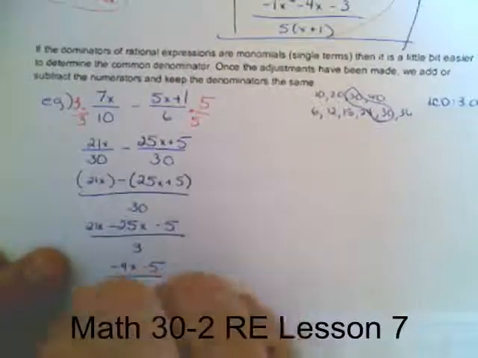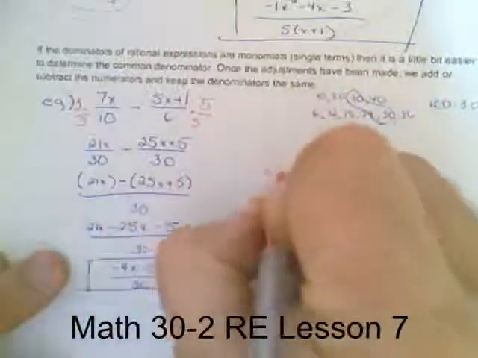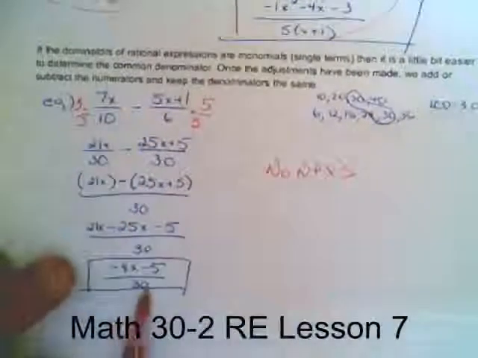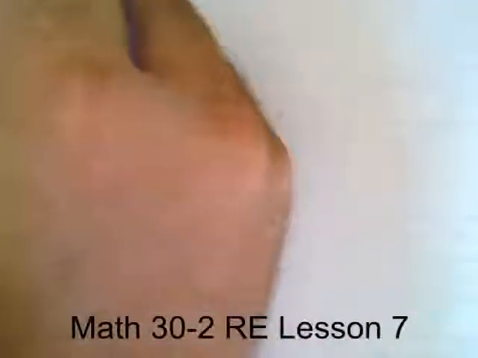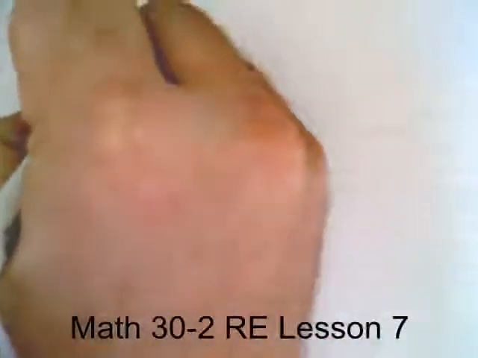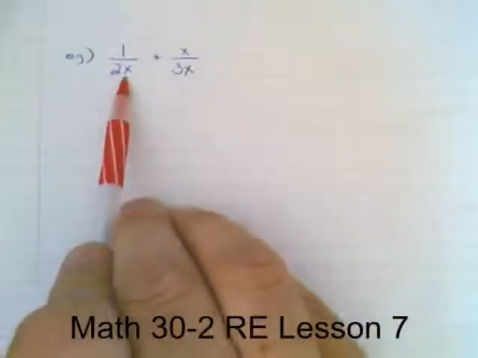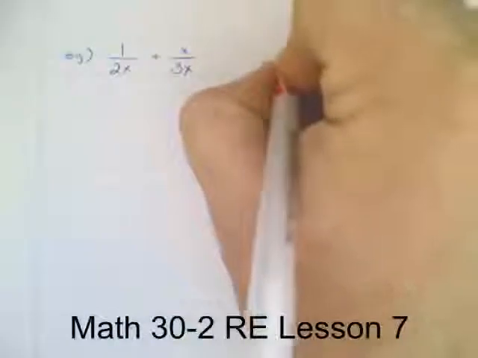Cleaning that up, 21x, this negative distributes through. So it's going to be negative 25x minus 5, all over 30. 21 minus 25 is negative 4x minus 5 over 30. And there we go. That's my expression. Keeping in mind, I always look at NPVs. In this one, there are no NPVs. The reason? There's no x in the denominator there, no x in the denominator there, no x in the denominator after all is said and done. So since there's no possibility that x could make that denominator 0, I don't have any NPVs.